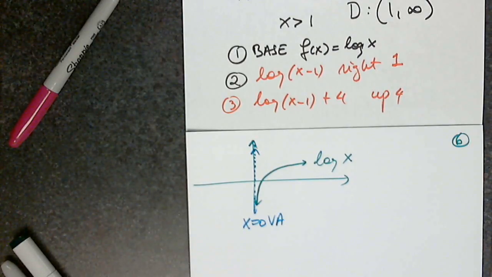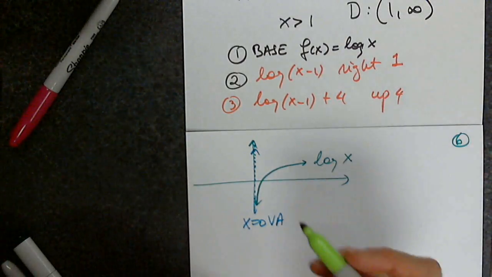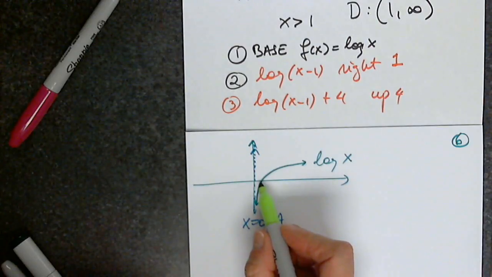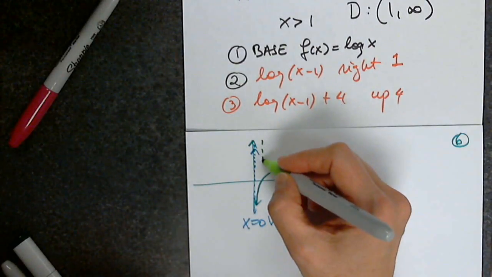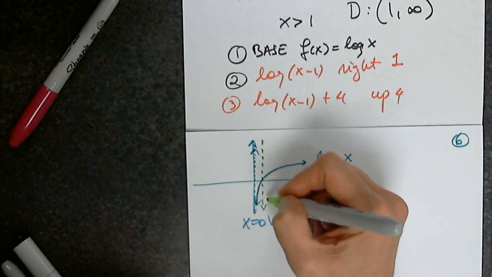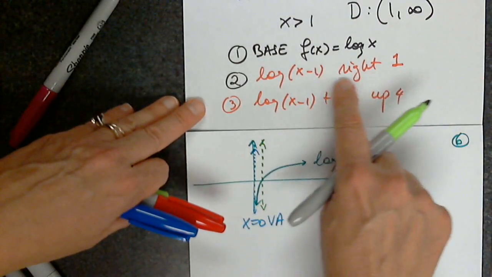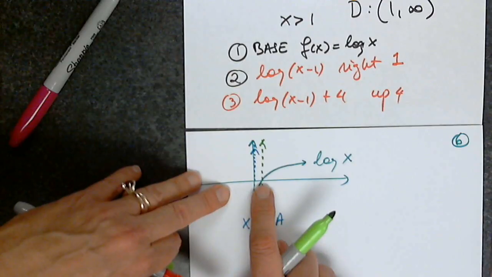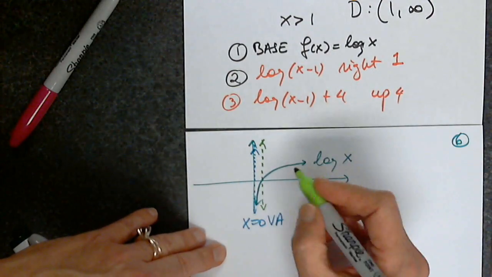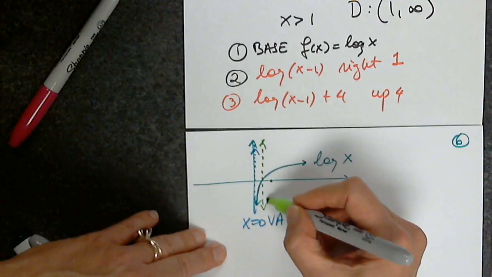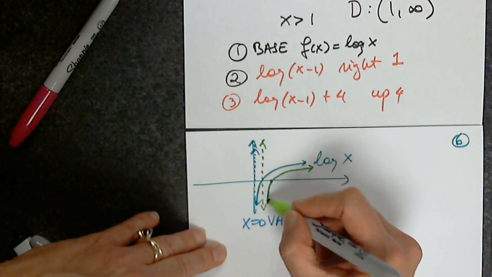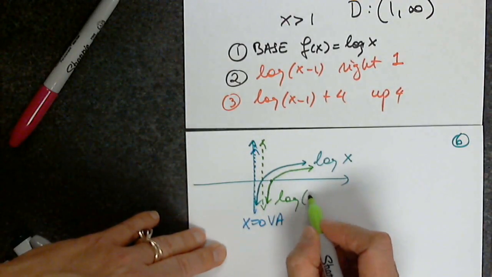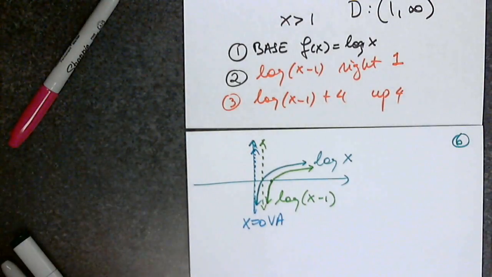The first function you gave me, you said 1 to the right. Fine. So right here, this is 1 comma 0. So this is the vertical asymptote for number 2. And this point from 1 comma 0 will have to be shifted where? Yes, 2 comma 0. So here's the graph of log x minus 1.